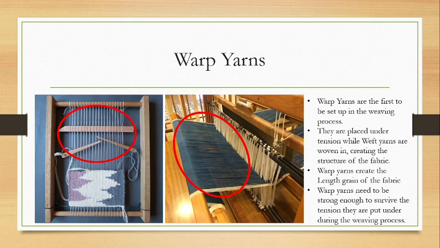So the first are our warp yarns. Warp yarns are the first to be set up in the weaving process. And you can see them here. They're the long, lengthwise yarns set up on these two looms.